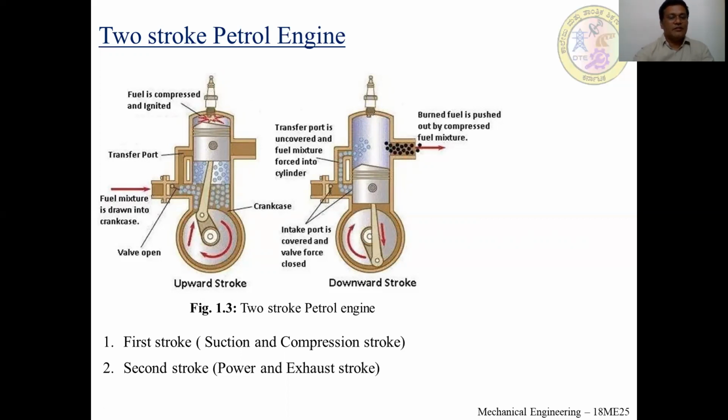Here we have two strokes, the upward stroke and the downward stroke. First we'll understand the upward stroke. In the upward stroke, the piston moves from BDC to TDC, from here to here, and compresses the charge in the combustion chamber. As the piston moves, a vacuum is created in the crankcase, and at the same time fresh air enters into the crankcase.